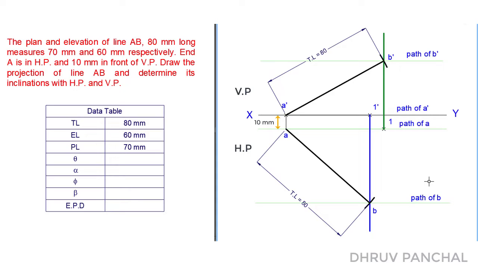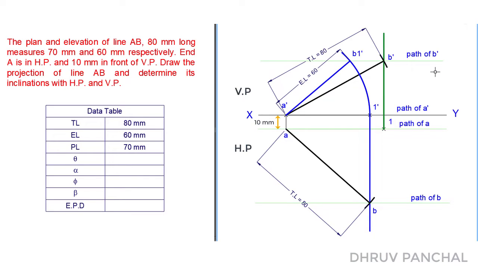With the help of a compass, take distance A'1' as a radius and point A' as a center. Draw an arc from point 1' to the path of B' and locate point B1' as shown. Now, join point A' and B1', which is the elevation length of the given line AB.